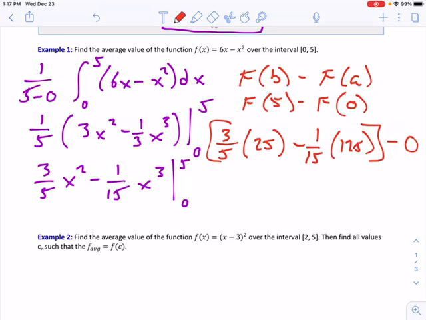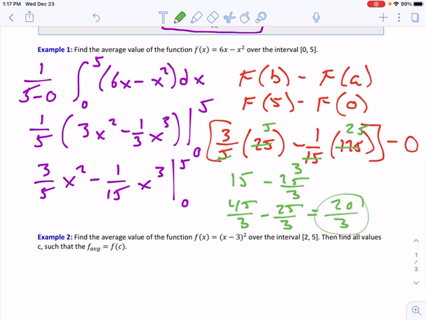So now let's do some canceling. 5 cancels into 25 5 times, so we end up with 15. And then 5 divides into 15 3 times, and into 125 25 times. So we end up with 45 over 3 minus 25 over 3, which gives us an answer of 20 over 3. So the average value of this function over the interval from 0 to 5 is 20/3.